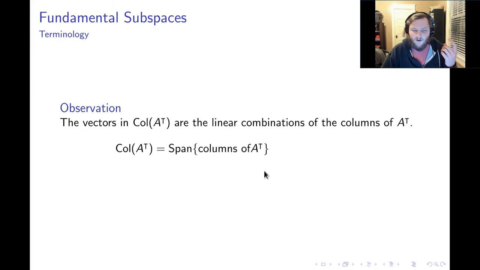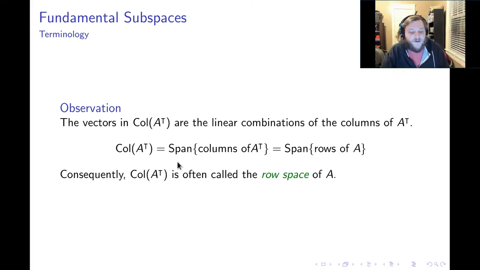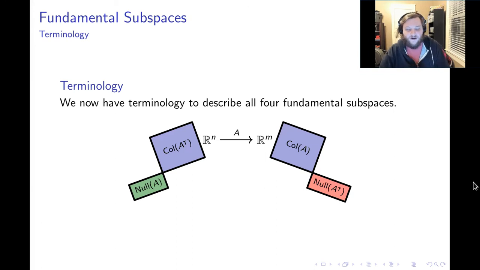But remember, the columns of A transpose are the rows of the original matrix. So this is the same thing as the span of the rows of the original matrix. So the column space of A transpose consists of all linear combinations of the rows of A. And it's for this reason that the column space of A transpose is often called the row space of A. So now with this terminology, we can name all four of these fundamental subspaces.